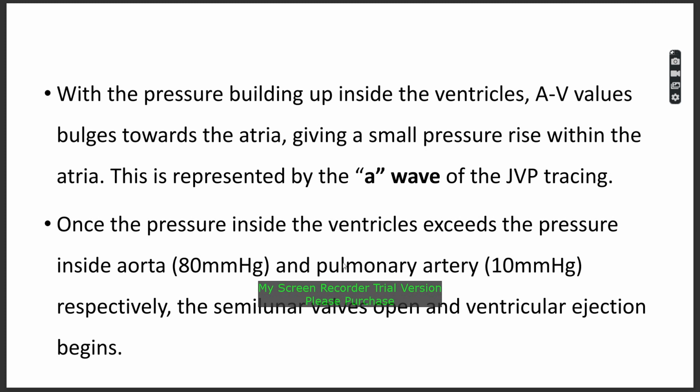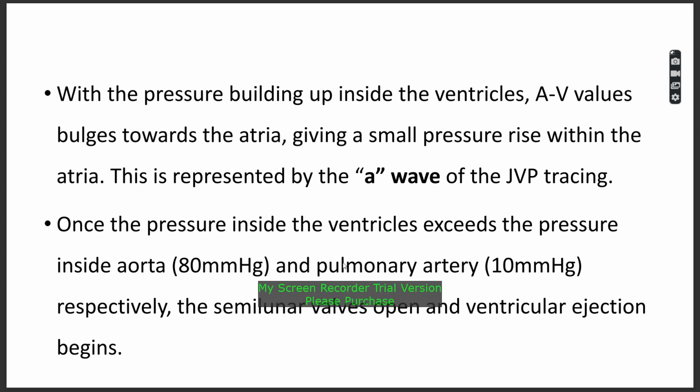Okay, I'm really sorry because I mentioned earlier that this A wave is caused by regurgitation of blood from atrium to superior vena cava, but it's not true. Usually JVP tracing indicates the pressure in the atrium, so I kind of got confused there. It is represented by A wave because when the pressure inside ventricles is high, the AV valve bulges towards the atria. It doesn't open, but the bulging takes place, giving a small pressure rise in the atria. This is represented by A wave of the JVP tracing.